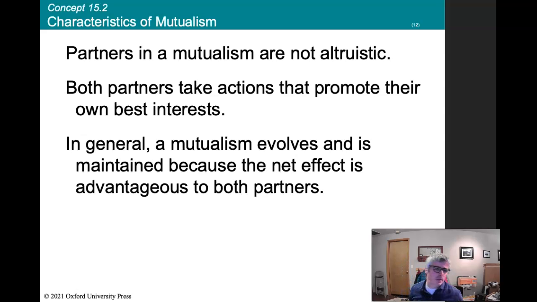Okay, that's just a quick one, then we'll go to the ecological structure around mutualism, and that should be it for chapter 15.